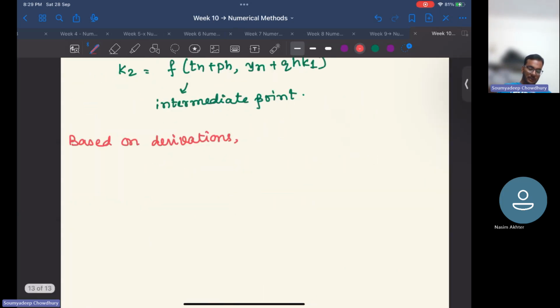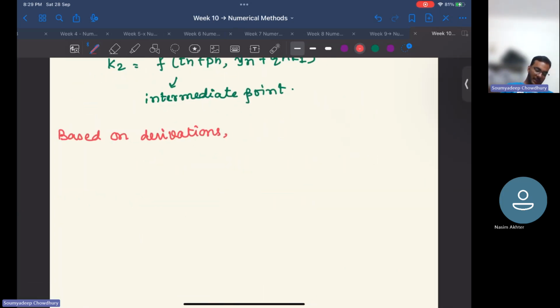So based on the derivations, A and B have been found to be equal to half, and P and Q have been found to be equal to 1. So basically, if P and Q are 1, that intermediate point is the midpoint of Tn and Tn plus 1.